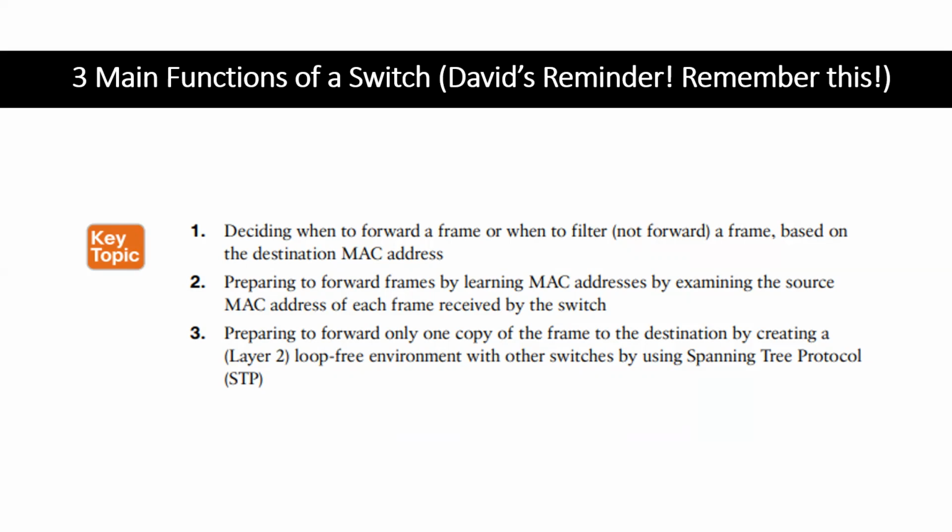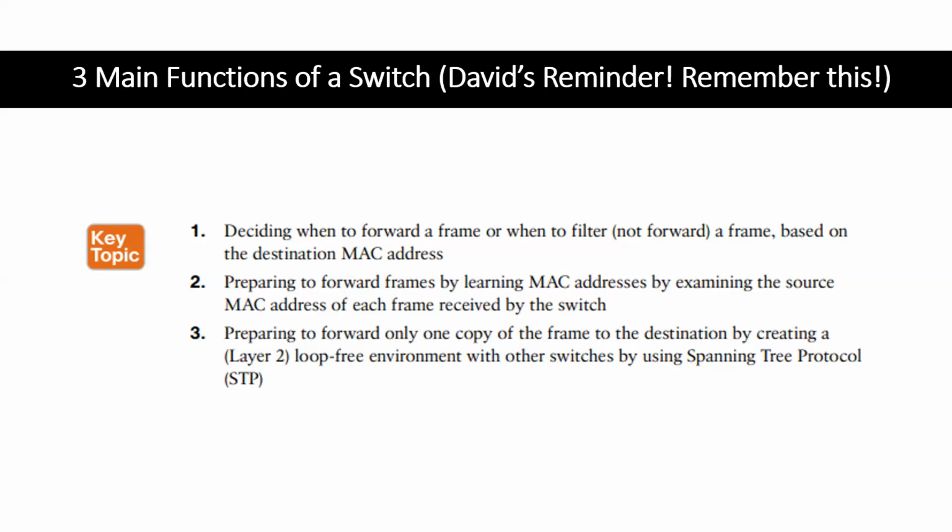Number one, deciding when to forward a frame or when to filter, meaning to not forward a frame, based on the destination MAC address. Preparing to forward frames by learning MAC addresses by examining the source MAC address of each frame received by the switch. And last but not least, my favorite, preparing to forward only one copy of the frame to the destination by creating a layer 2 loop-free environment with other switches by using spanning tree protocol.